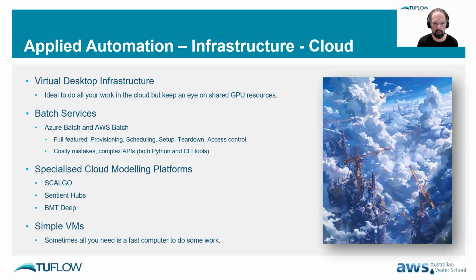Otherwise, on the cloud, just go with simple VMs. Sometimes you just need a fast computer to do some work. If you have all of your automation ready to go and it can run on any machine, and you can bring it with you onto the cloud, spinning up a VM and getting ready to model on it can be a really quick thing. And the cost is actually quite manageable if you're just using it for the compute.